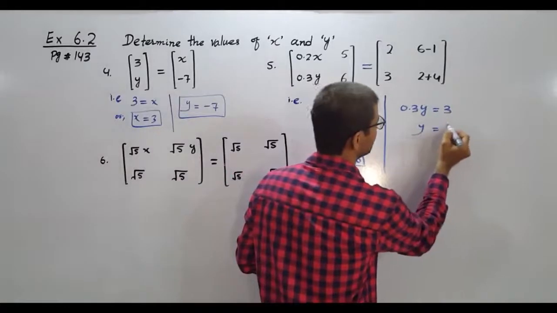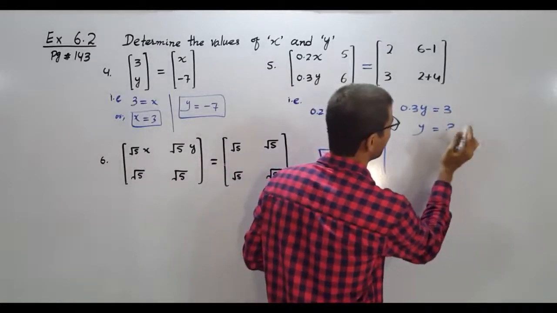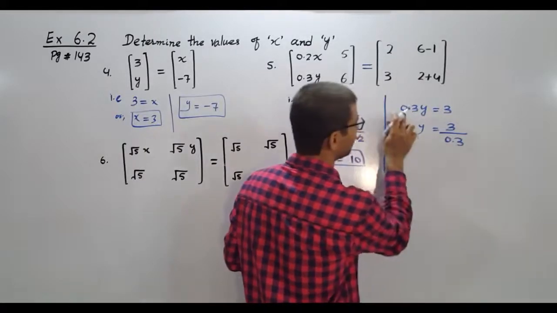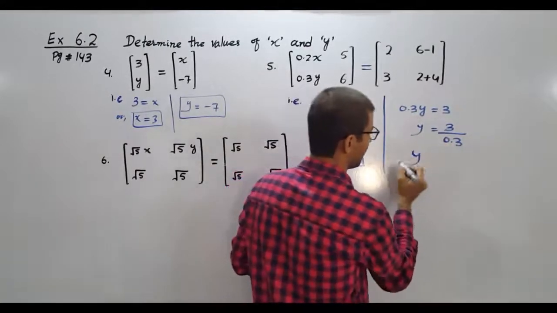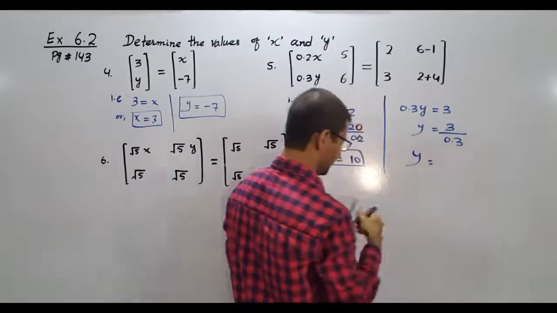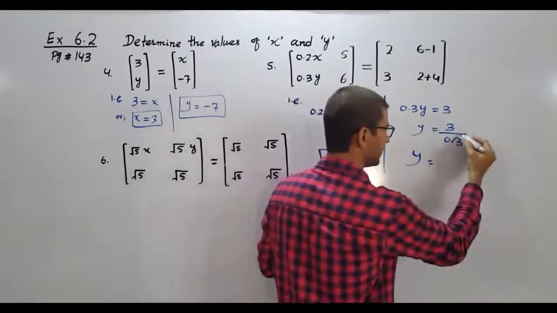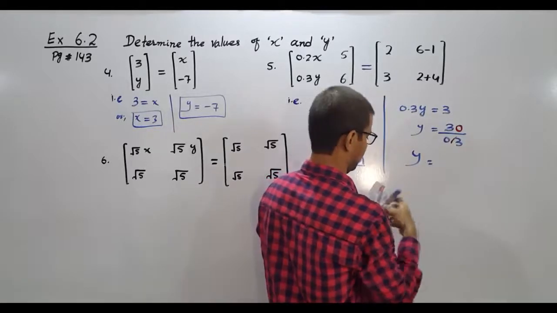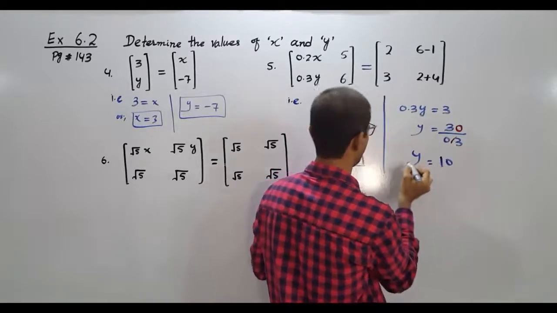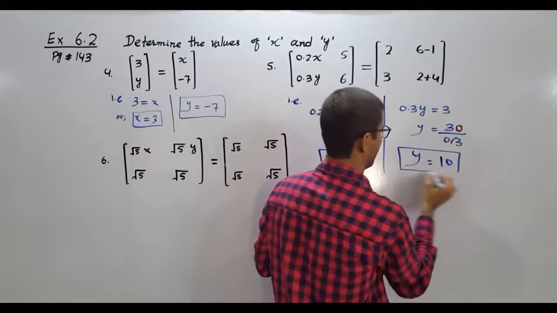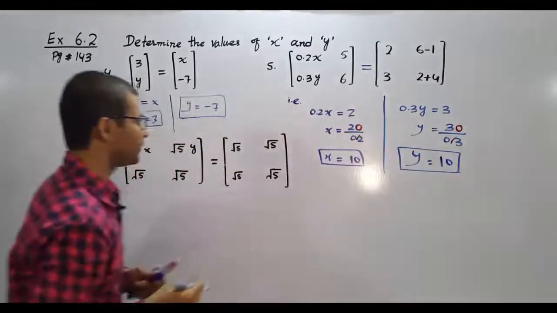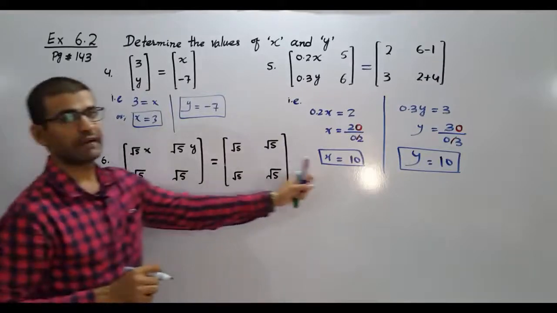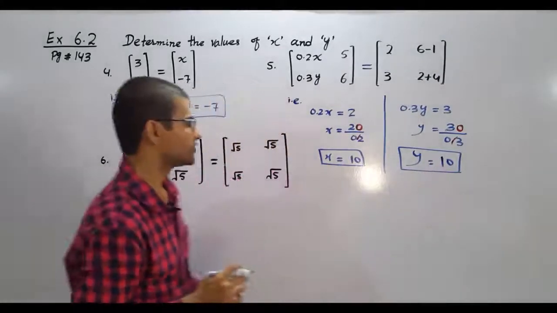y is equal to 3 by 0.3. 3 divided by 0.3. Now remove the decimal and show 0. 30 by 3 is again 10. These are the two values, which is your answer.